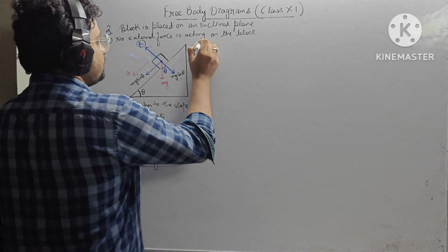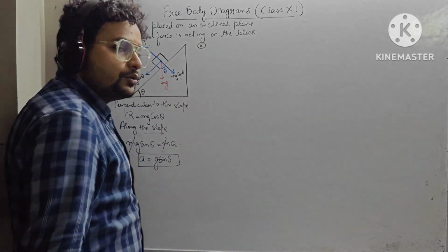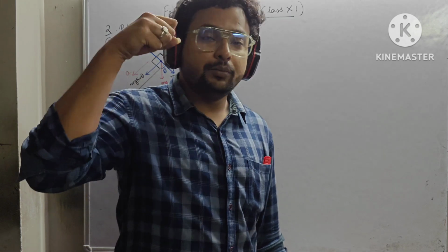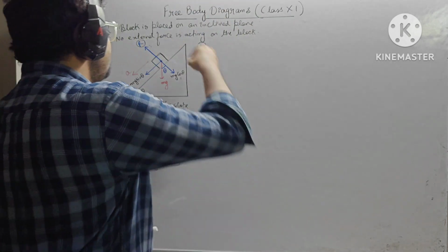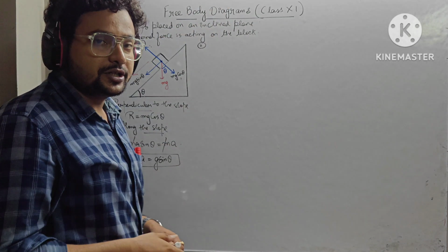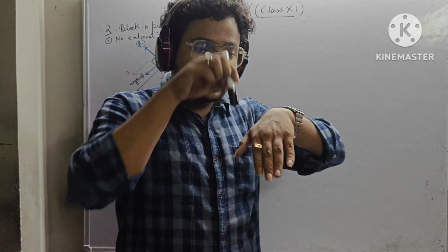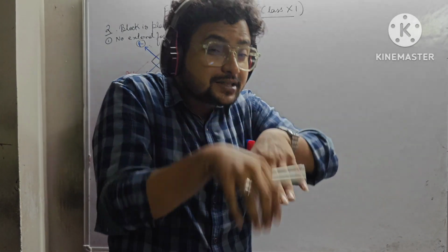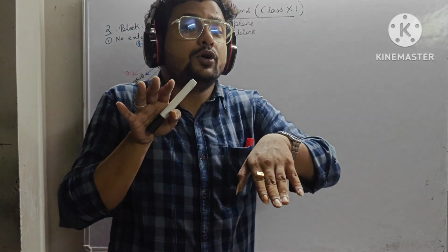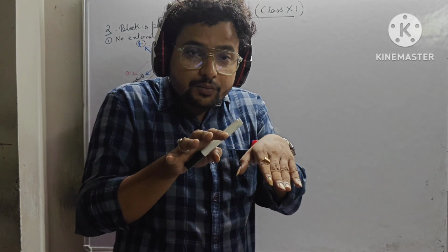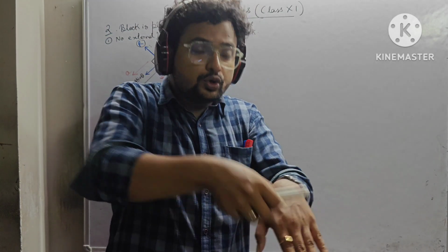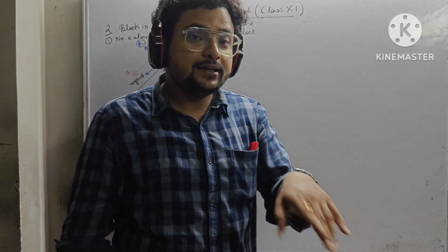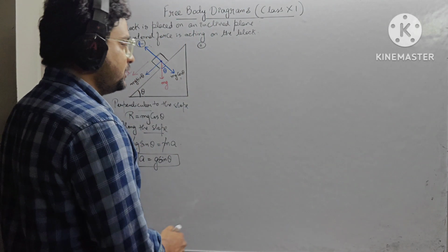Number 2. Now suppose I want to pull the block up. So what do I have to do? I have to apply a force in the upward direction. I have kept the block on the inclined plane. Now I am seeing that the block will just slide down. But I don't want the block to slide down. I want the block to go up. So what will I do? I will pull it up with a force. That is an external force I have to apply over here.